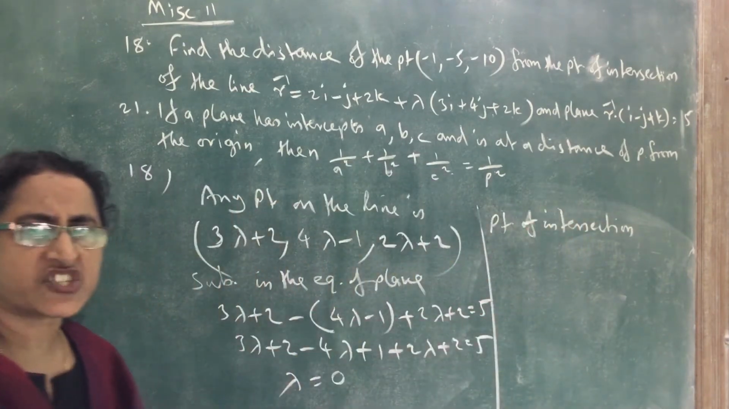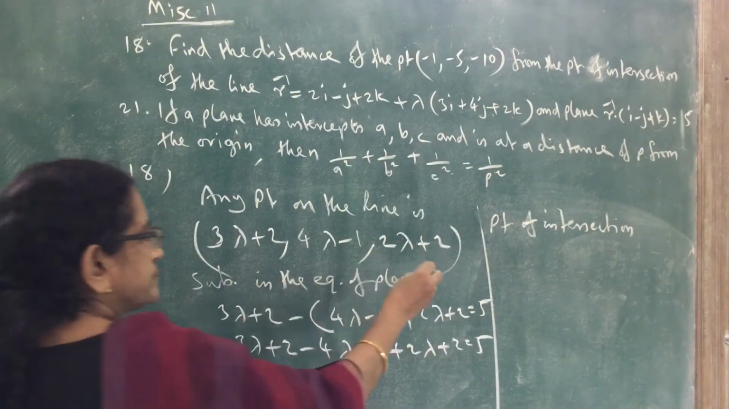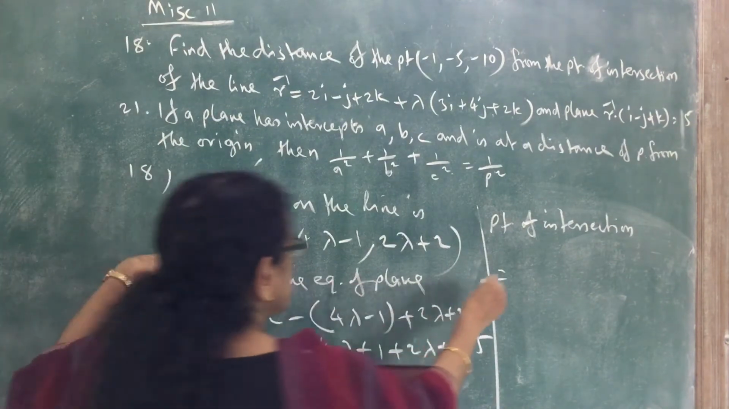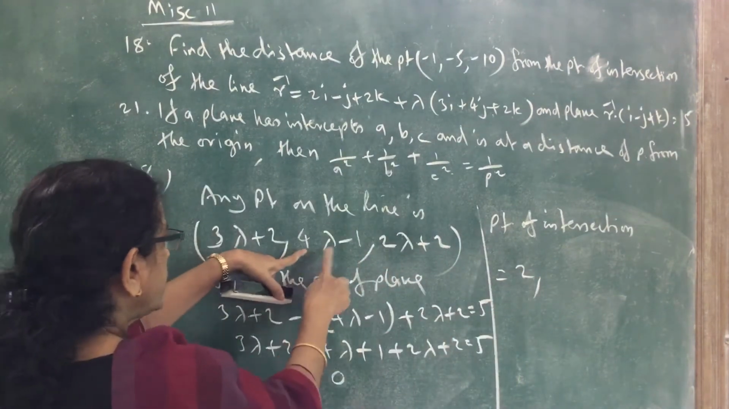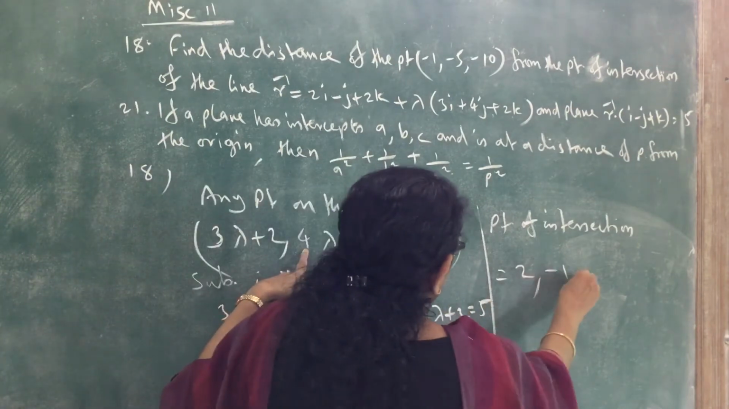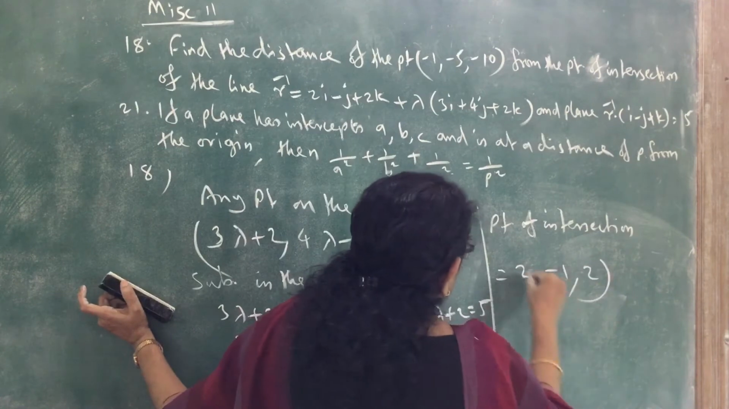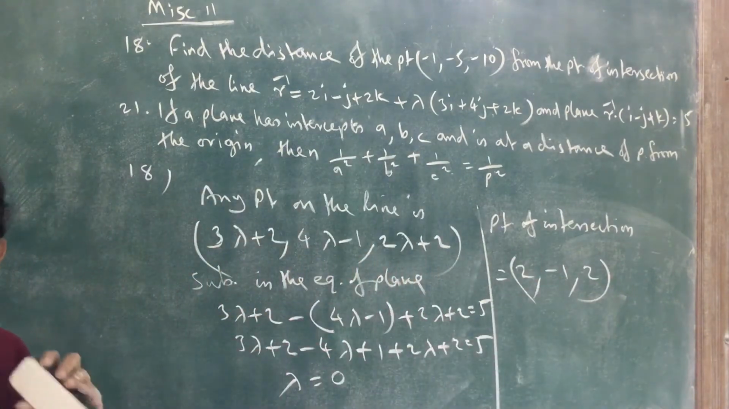Therefore, the point of intersection of the line and plane is found by substituting lambda here. 3 into 0 plus 2, that is 2. 4 into 0 minus 1, that is minus 1. 2 into 0 plus 2, that is 2. So this is the point of intersection of the line and plane.